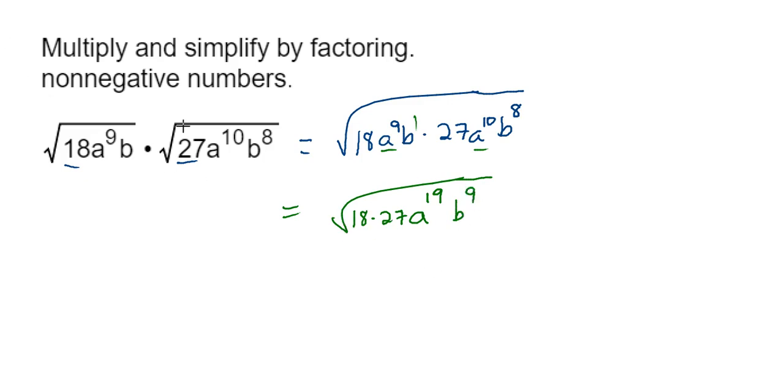So now I'm going to start splitting things up, and I'm just going to split these numbers up separately. So instead of having them as one big number as 486, I'll just keep them separate and split them up individually. So 18, for a square root, I would split that up as 9 times 2. For 27, I would split that up as 9 times 3.